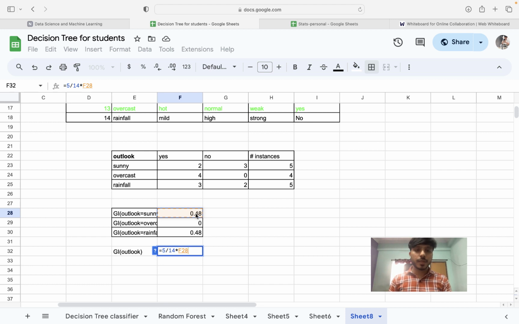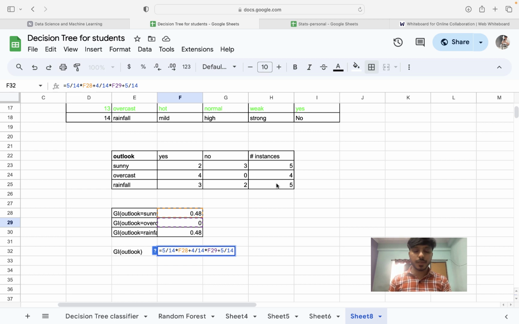Into 0.48. So weighted sum means: what is the weight of sunny, what is the weight of overcast, and what is the weight of rainfall in the overall Gini impurity of that particular column. That's what I'm trying to calculate here. Then I have 4 divided by 14 into 0, plus 5 divided by 14.